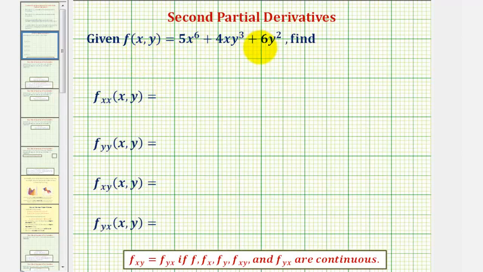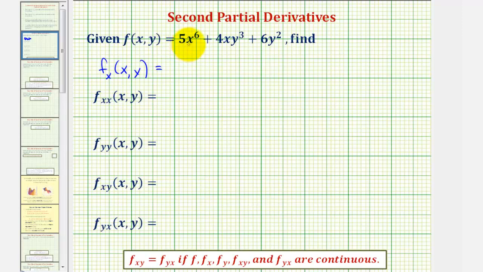We're given f of x comma y, and we're asked to find the following second order partial derivatives. But before we find the second order partial derivatives, we need to find the first order partial derivatives. So we'll begin by determining the partial derivative of f with respect to x. So we'll differentiate f with respect to x, treating y as a constant.